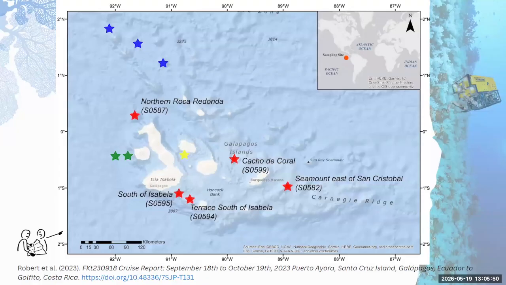So this is the site map. The red stars represent the site locations where I conducted my study: Northern Roca Redonda, south of Isabela, then Terrace south of Isabela, and Seamount east of San Cristobal. I originally had the site Cacho de Corals, but we excluded that site because we could not find any vertical wall reefs there.